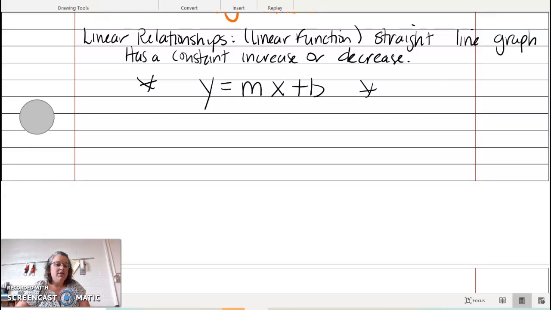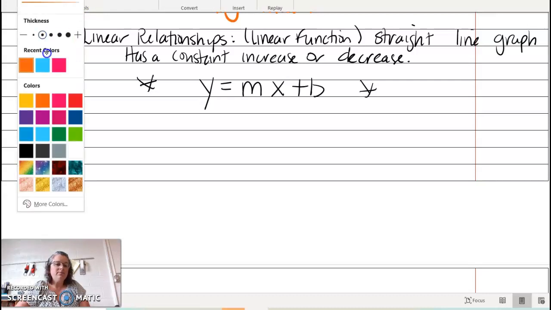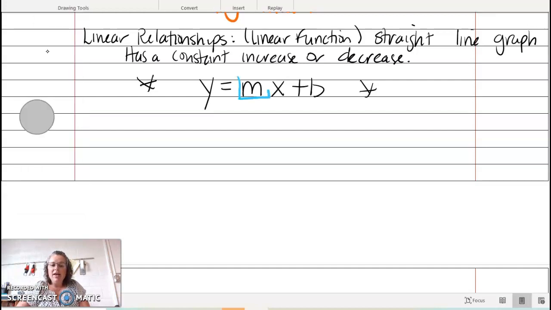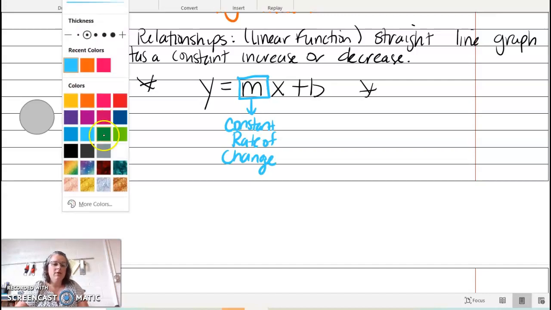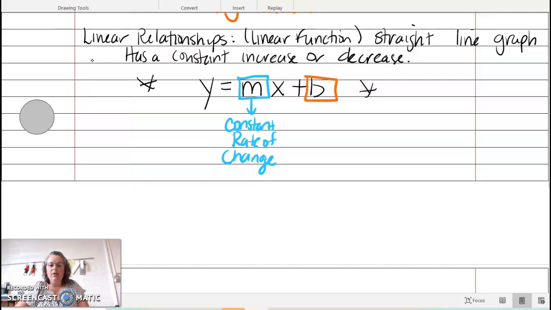I'm going to grab my two colors again. I'm going to grab that blue one. And the number next to the variable, this m, has to be a number. This is your constant rate of change. Oops. I'm going to grab my orange one. And this one that doesn't have the variable is your y-intercept. So we're just going to fill in numbers for m and b.